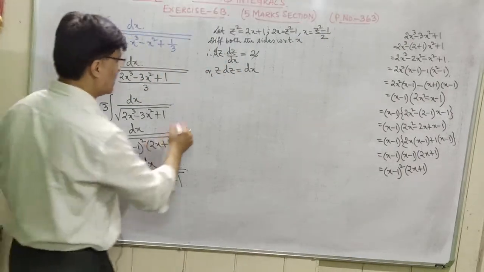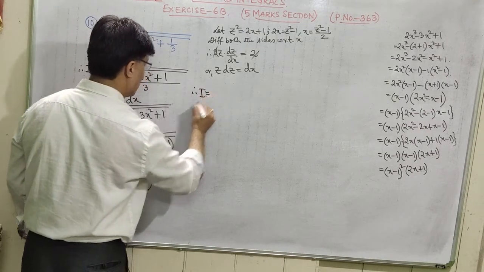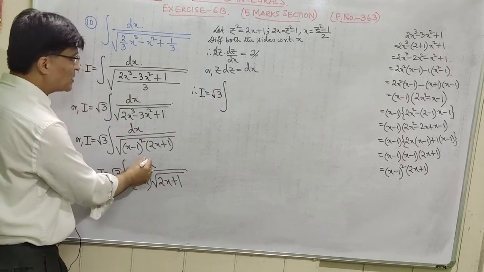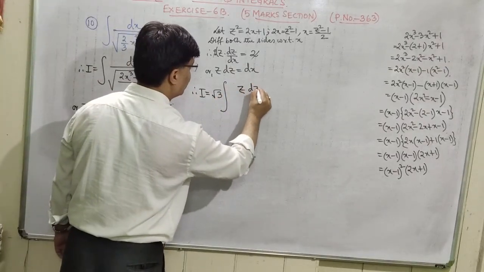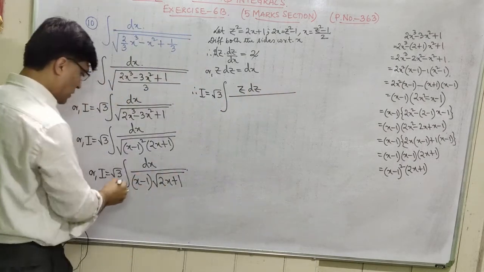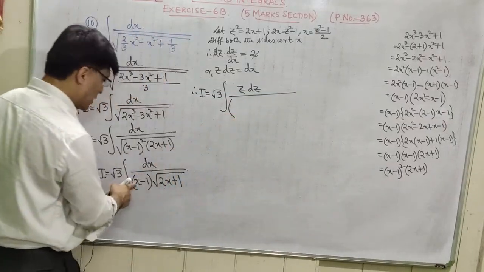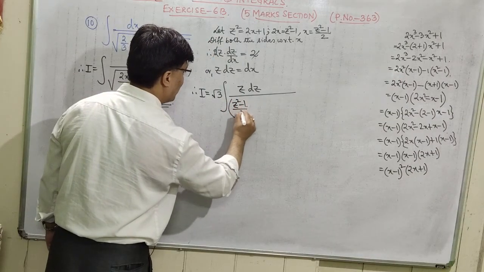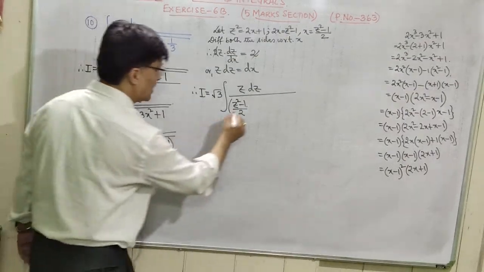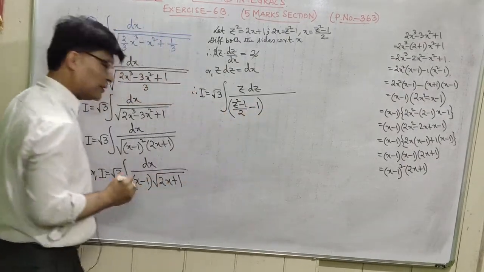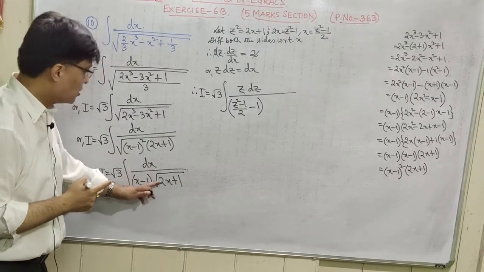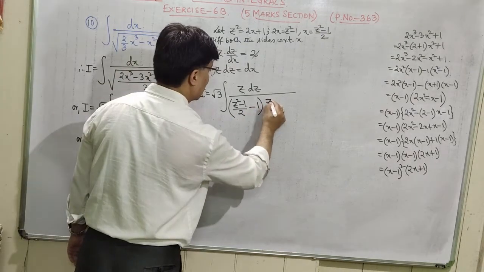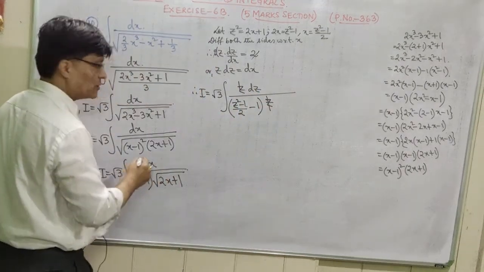Let us put it here in I. So I is equal to, which constant is here? It is root 3, integration of, what is dx? It is z dz, divided by, within bracket, what is the value for x? Here x is z square minus 1 by 2, then minus 1, bracket closed, and within the root 2x plus 1 is z square. So what is root over z square? That is z. So here z gets cancelled.